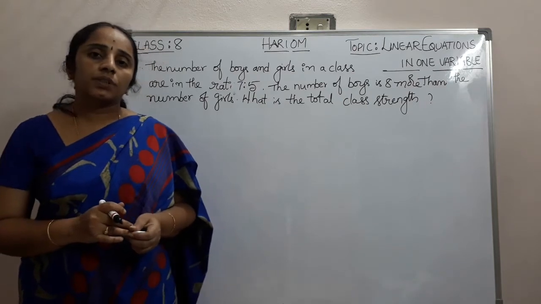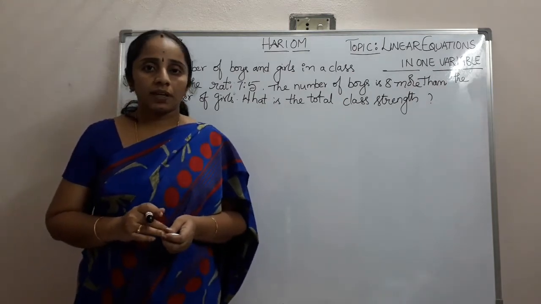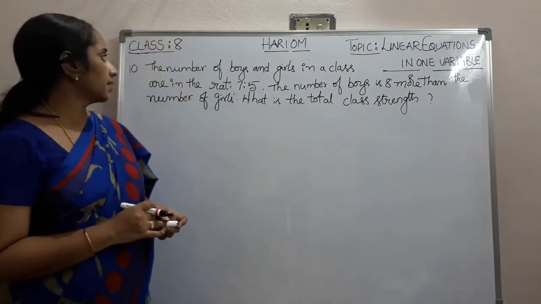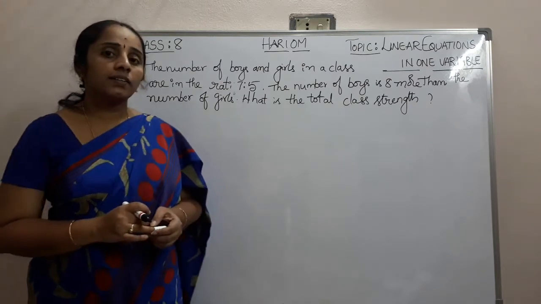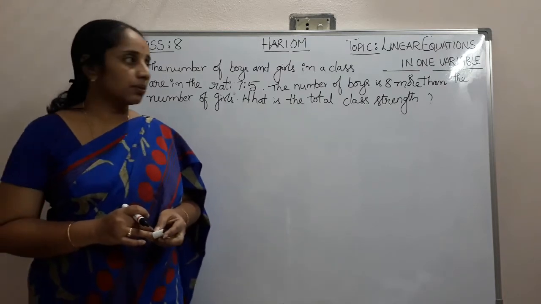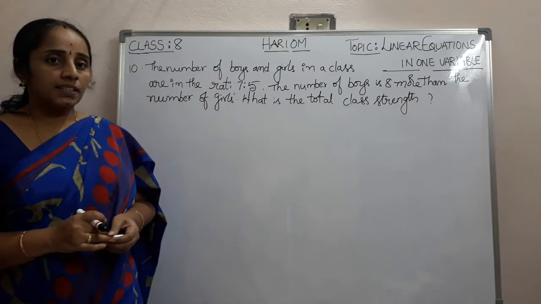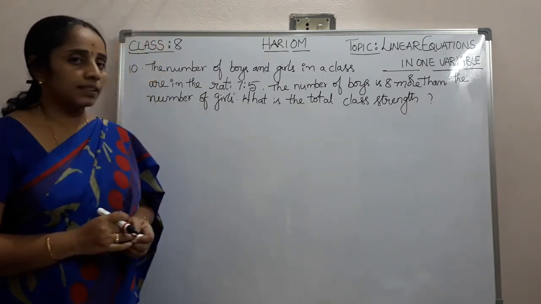Last class we discussed some applications. In this class we are going to continue the same exercise. Here in this problem, the number of boys and girls in a class are in the ratio 7:5. The number of boys is 8 more than the number of girls.